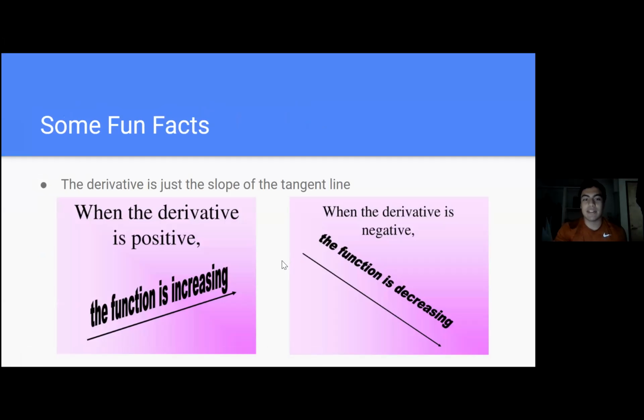A fun fact about sketching derivatives: the derivative is just the slope of the tangent line. When the derivative is positive, the function is going to be increasing. When it's negative, the function will be decreasing.